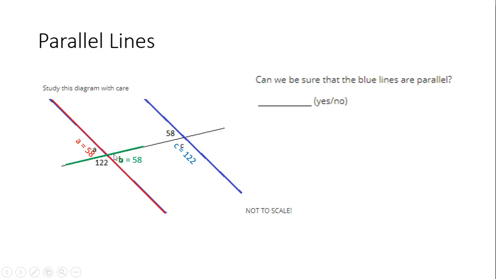And we also have another F pattern over here with this angle C up here. It goes all the way down to the angle 122 down there. Again, it's sort of at an angle, but that is an F pattern. Are C and 122 corresponding angles? Are they the same? Yes, they are. So I am sure that these two lines are parallel because they have all of these parallel line rules at work: the F pattern, the C pattern, and the Z pattern. Yes.